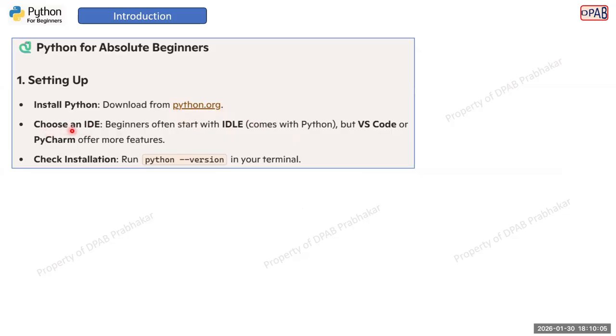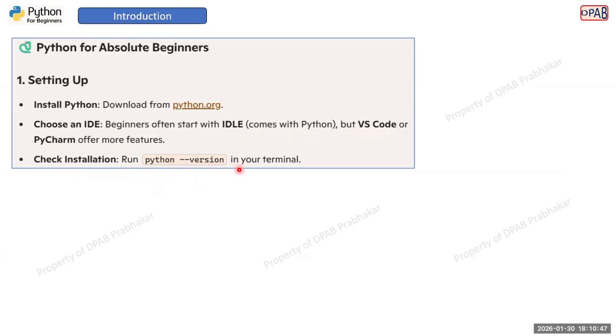Then after this, you have to install an IDE, Integrated Development Environment. There are many IDE software available. Some, like IDLE, come with Python itself. But VS Code, a Microsoft product, or PyCharm, will have more features. To check the installation, run python --version. If you give this command in Windows, you will be able to see which version of Python is installed.